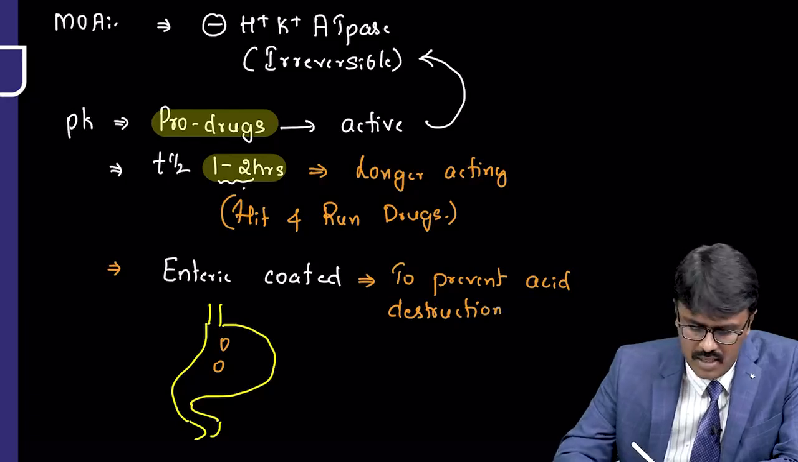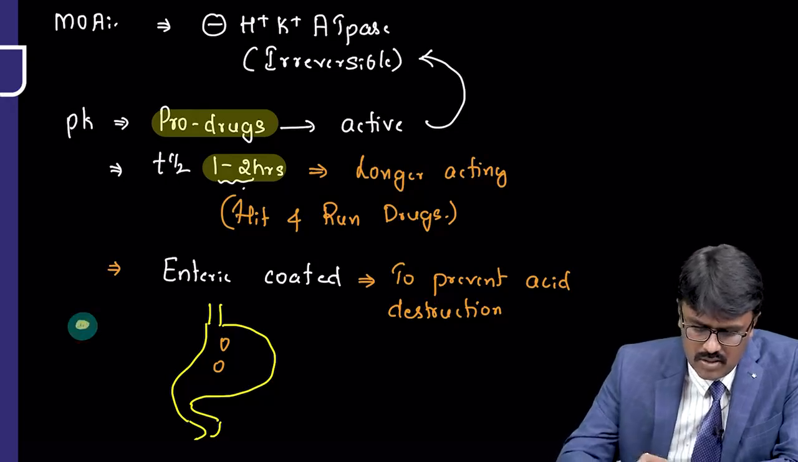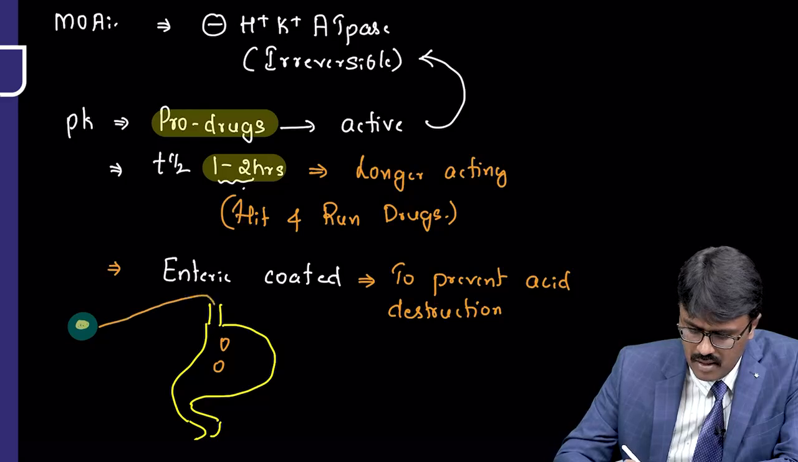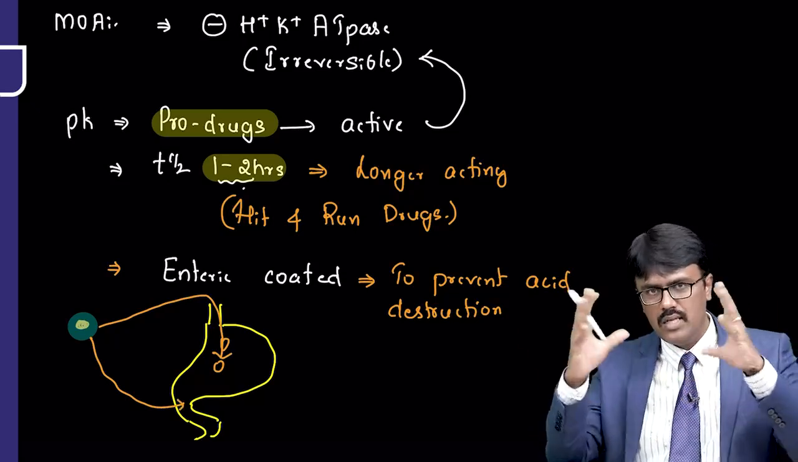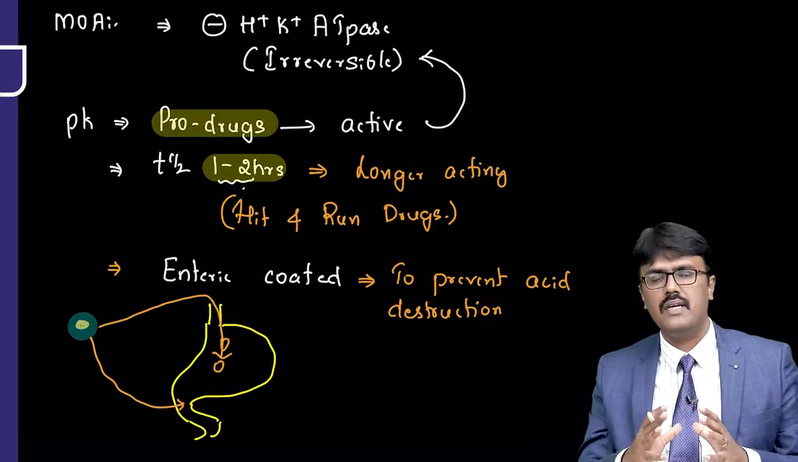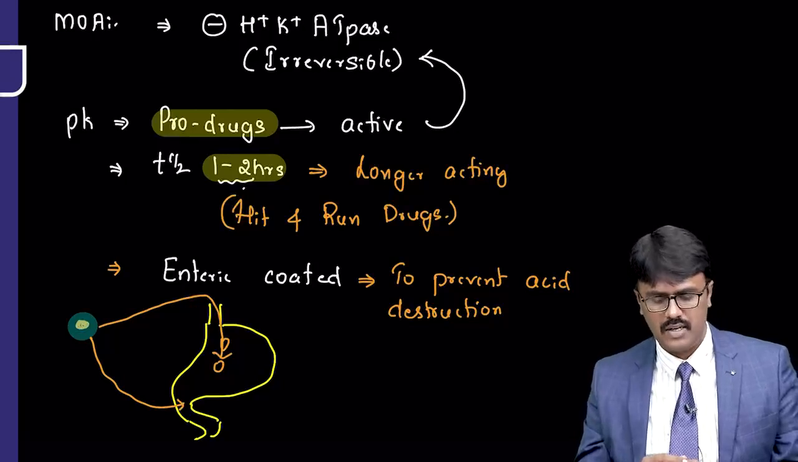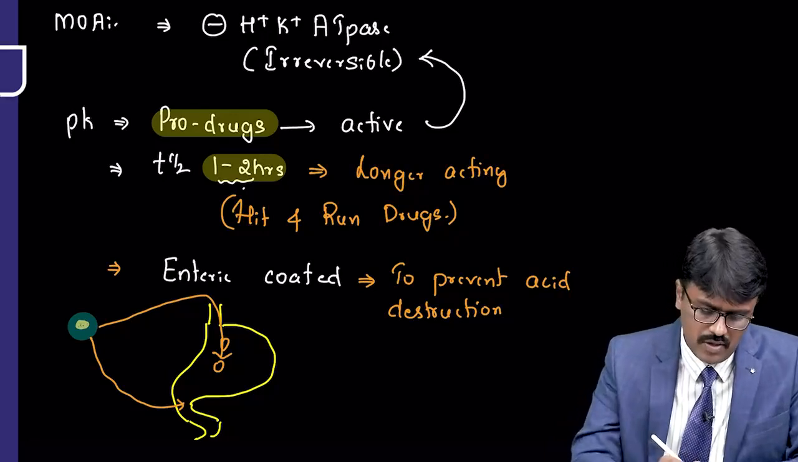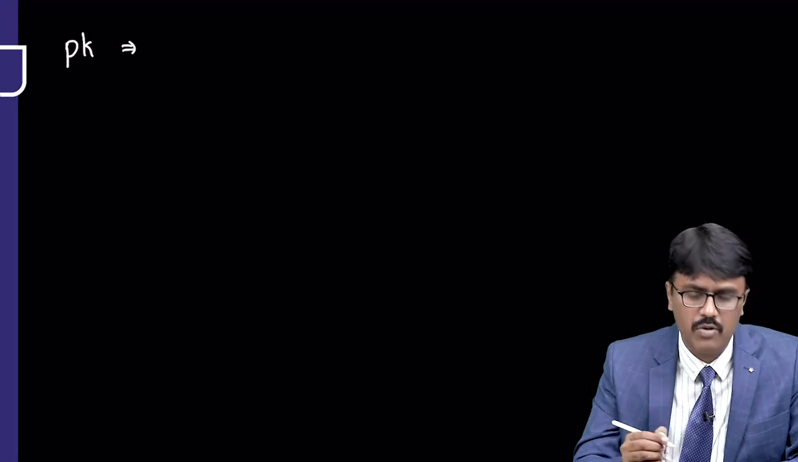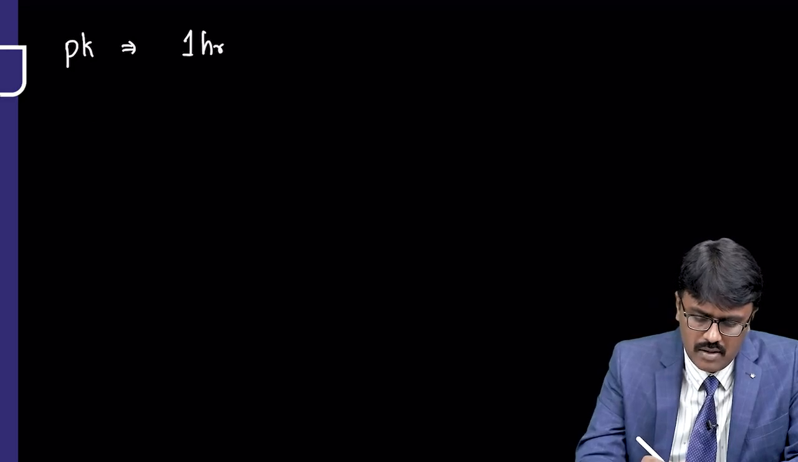So if this is the tablet, we'll give a coating on this. This tablet will not get opened in the stomach. When it goes to the intestine, only then is it released. The coating is released because of the alkaline pH in the intestine, and the drug is released, then gets absorbed. So point number 1, prodrug, half-life is 1 to 2 hours, and the drug is enteric coated. Point number 4, what about the pharmacokinetics you need to understand is, should we take it before food or after food? Usually it has to be taken 1 hour before food.